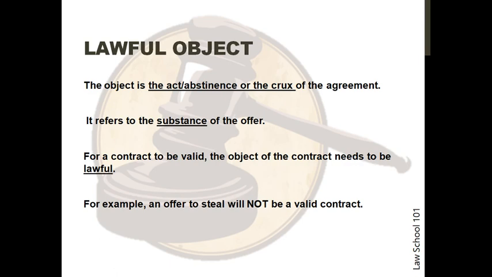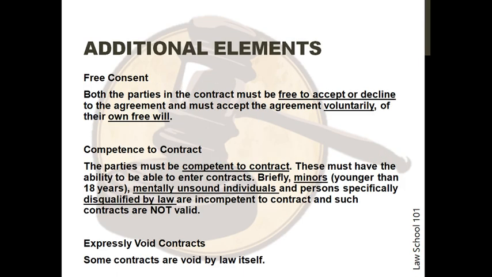Now the additional elements. The additional elements are free consent. Both the parties in the contract must be free to accept or decline the agreement and must accept the agreement voluntarily of their own free will.